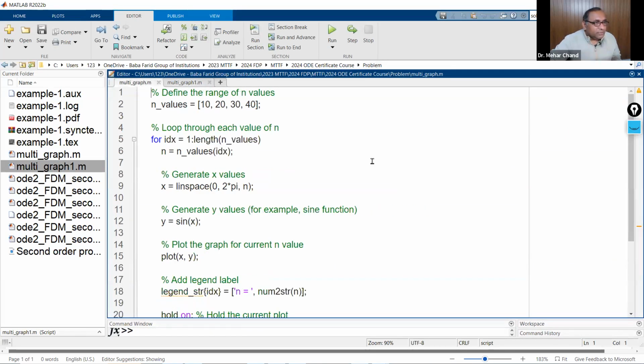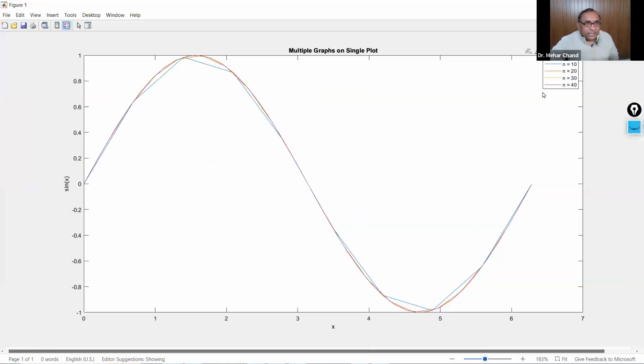Okay, so in this case, his question was: for a different range of n values, how can we plot? First see the graph for this one, and then we will discuss. So this was the question. He's saying that if we have n equal to 10, n equal to 20, n equal to 30, n equal to 40, how can we plot multiple graphs on a single plot? So how can we generate this?